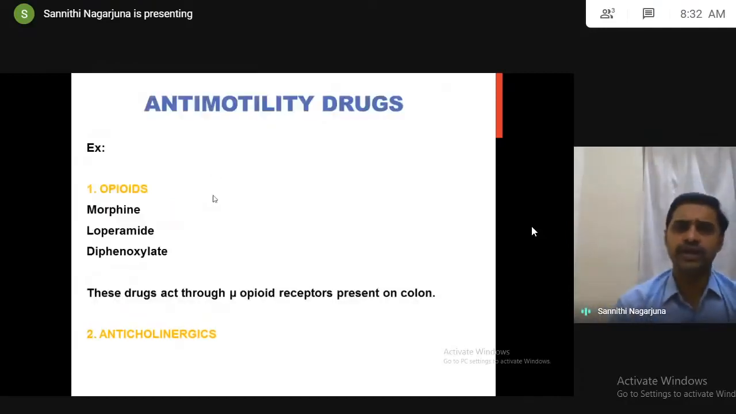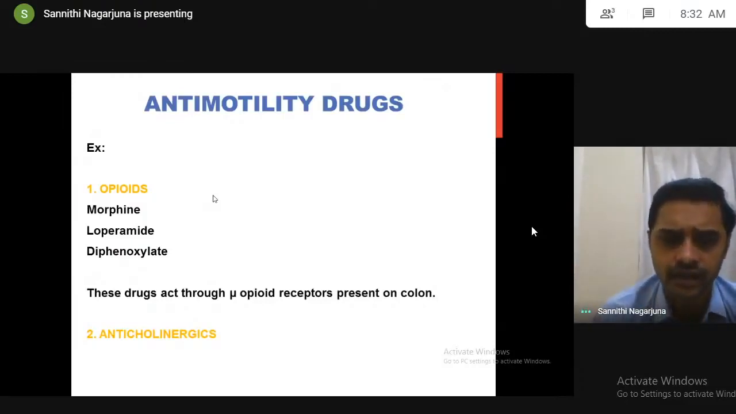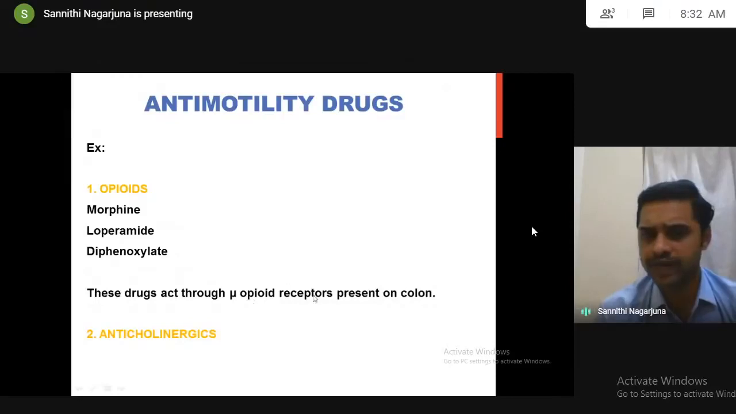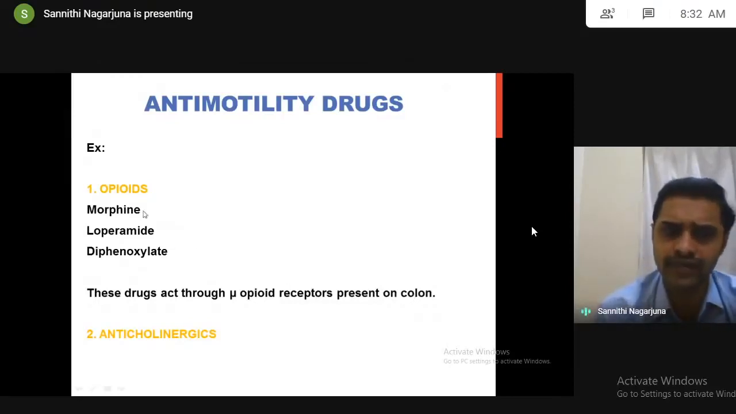And coming to the anti-motility drugs, from the name itself, which decrease the motility of GIT. So major drugs used are opioids: morphine, loperamide, diphenoxylate. All these drugs act through the opioid receptors present on the large intestine, colon. Morphine is not used because of more CNS depression and addiction property. We mainly prefer loperamide and diphenoxylate. And anticholinergics, we know that. Yesterday we discussed acetylcholine increases motility of GIT. So anticholinergics decrease motility of GIT. If you decrease the motility of GIT, you decrease the passage of stools. So they are used as antidiarrheals.